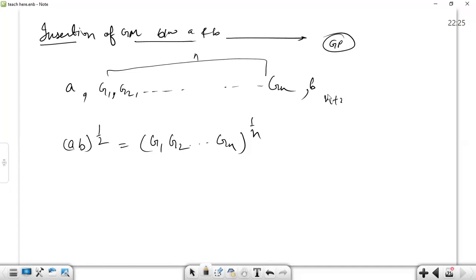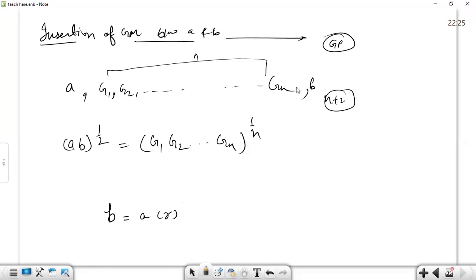N plus two terms. These are n terms in between A and B. So one term is A and another term is B. So there are two terms in addition. We know that there has to be some common ratio, right? So let's try to find out the nth term, the last term of this GP. If we try to find out B, it is A, the first term, into its common ratio raised to power n.